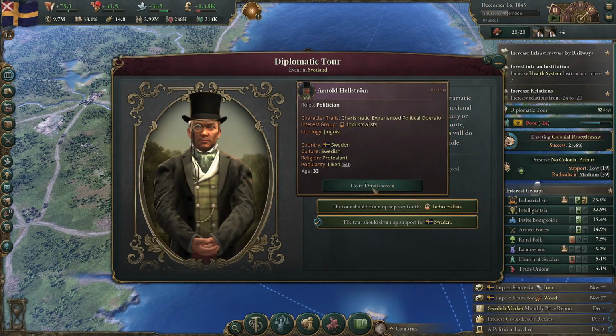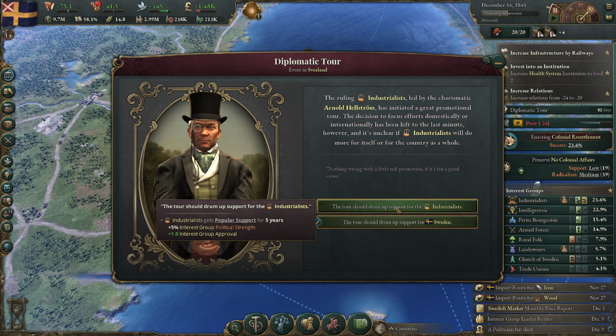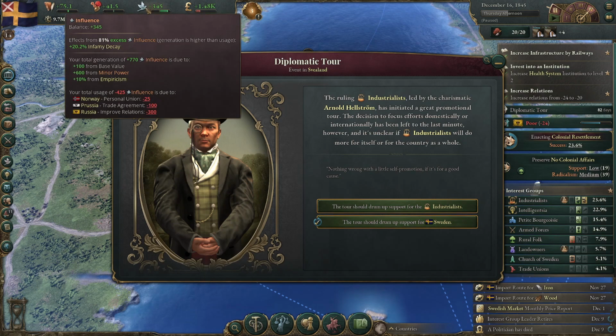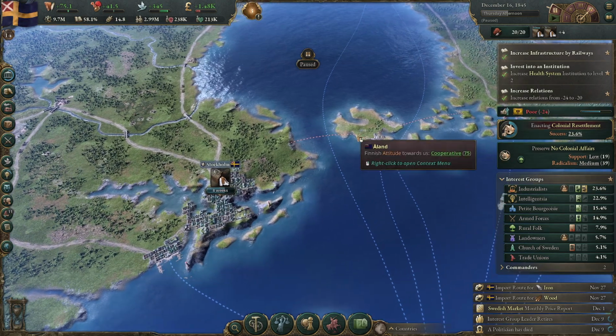It says diplomatic tour. The ruling ancestors of charismatic Arnold Holson have initiated a great promotional tour. The decision to focus on efforts of domesticity and internationally have been left at the last minute. They get 5% more approval rating. Sweden gets diplomatic tour plus 10% influence. The influence is good because that's up here for 5 years. But we're not exactly using our influence at the moment, so I'm a bit more inclined to go that way and get that done.